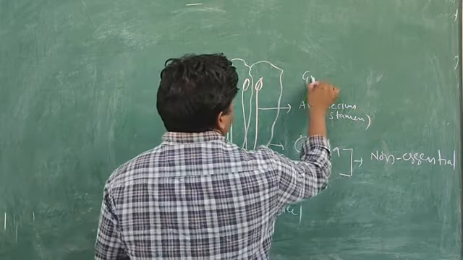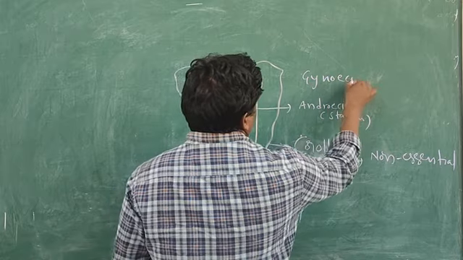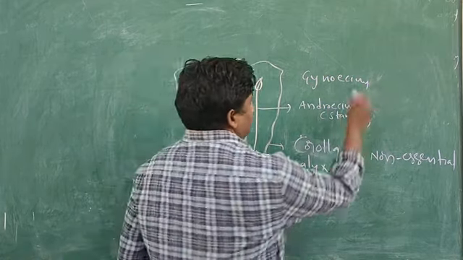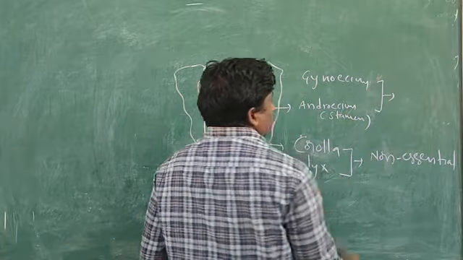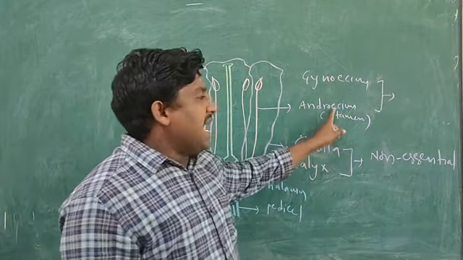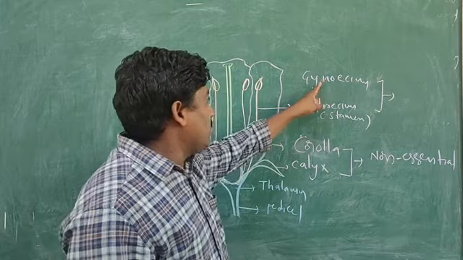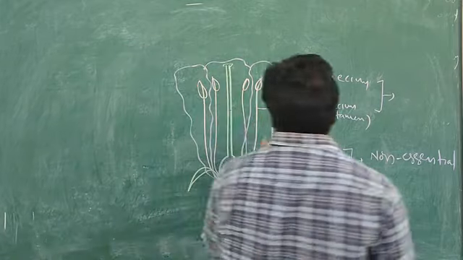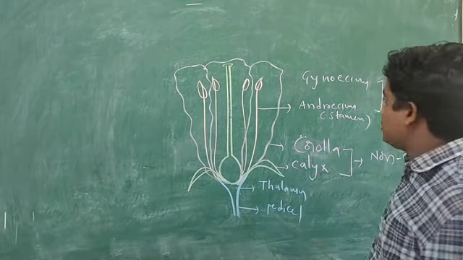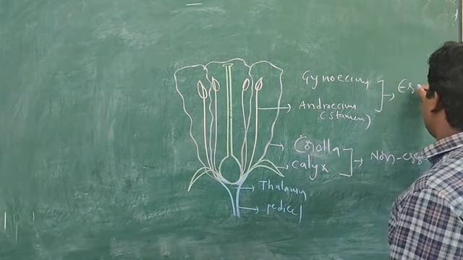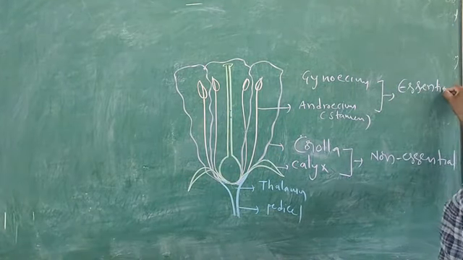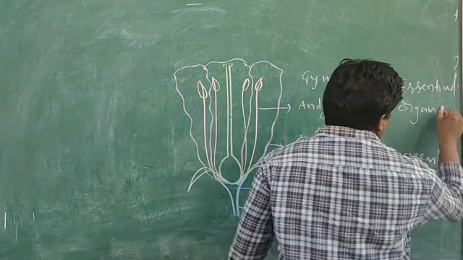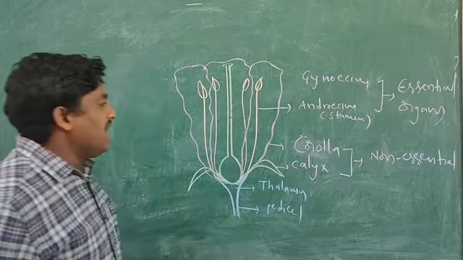And also gynoecium. Both are together. That means the androecium consisting of stamens. The gynoecium means actually it is ovary, style, stigma. So these two are participating in the fertilization. So that's why those are called essential organs.